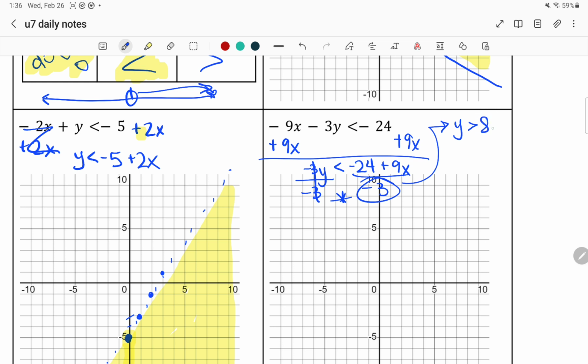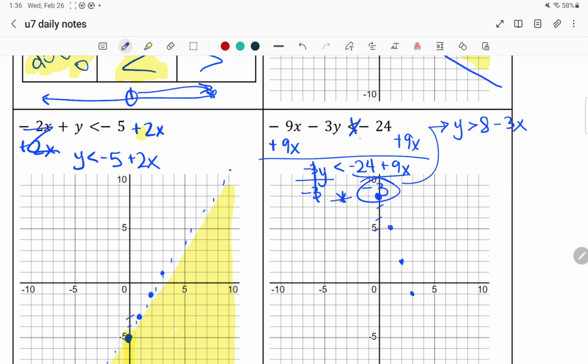24 over 3 is 8. 9 over -3 is -3x. So, like all my other ones, I'm going to put a dot on 8. And then -3 is my slope, so I'm going to go down 3 over 1. Down 3 over 1.